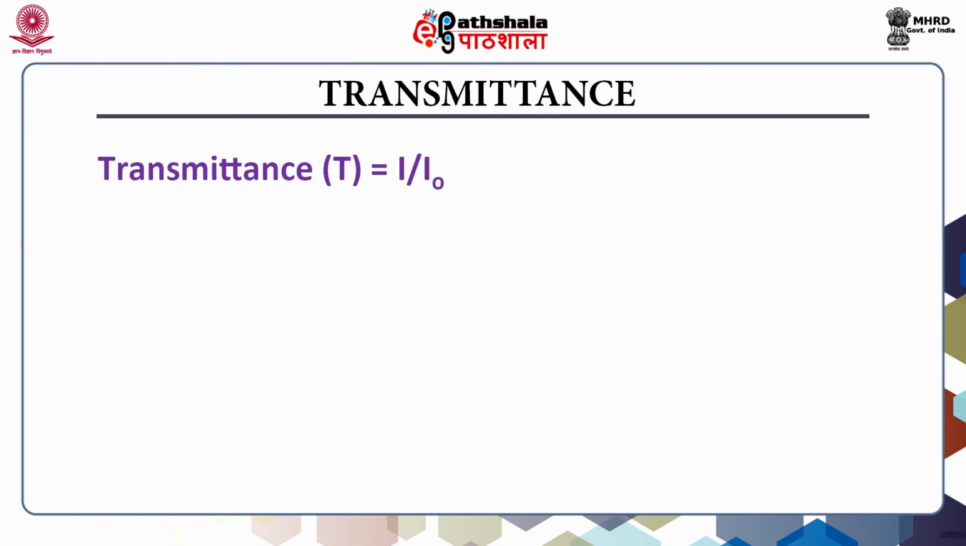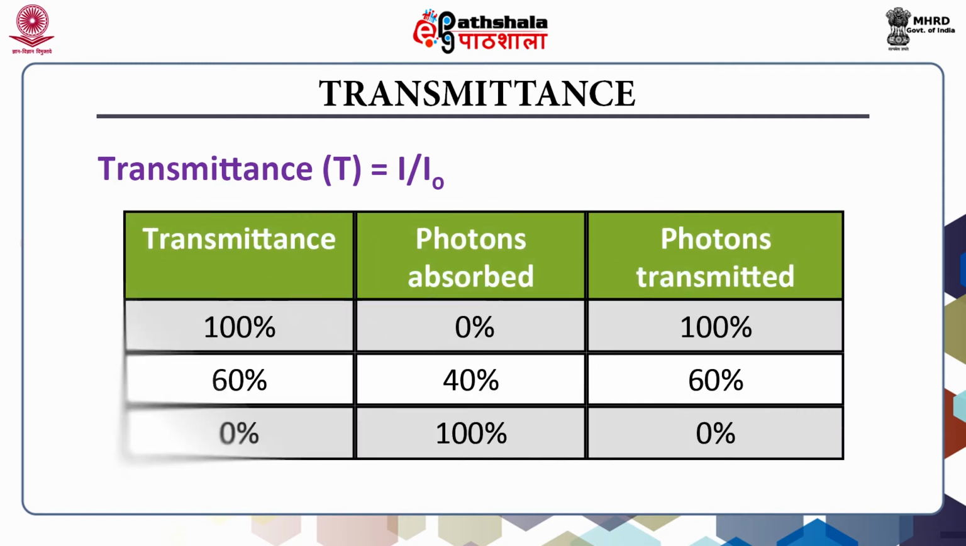Transmittance, denoted by capital T, is the ratio of the intensity of the transmitted light and the intensity of the incident light. 100% transmittance represents a solution which does not absorb anything, and 100% of photons reach the detector. 60% transmittance represents a solution which absorbs 40% of the photons, and 60% of the photons reach the detector. 0% transmittance represents a solution which does not transmit but absorbs all the photons.